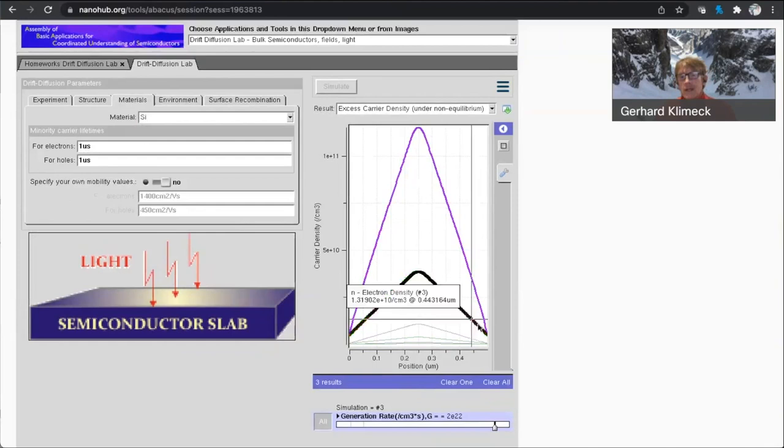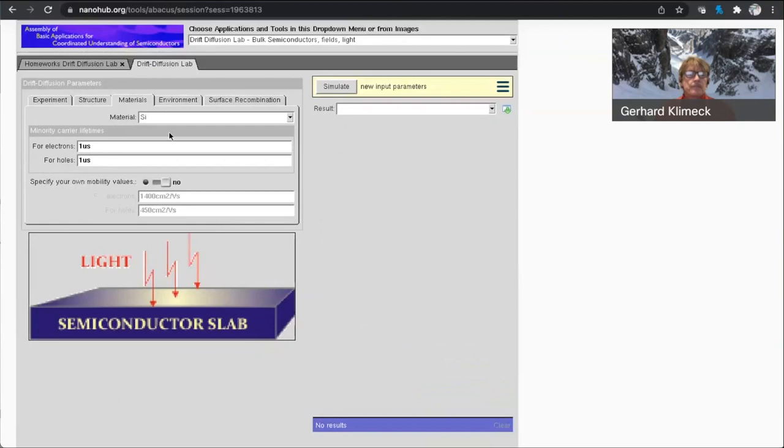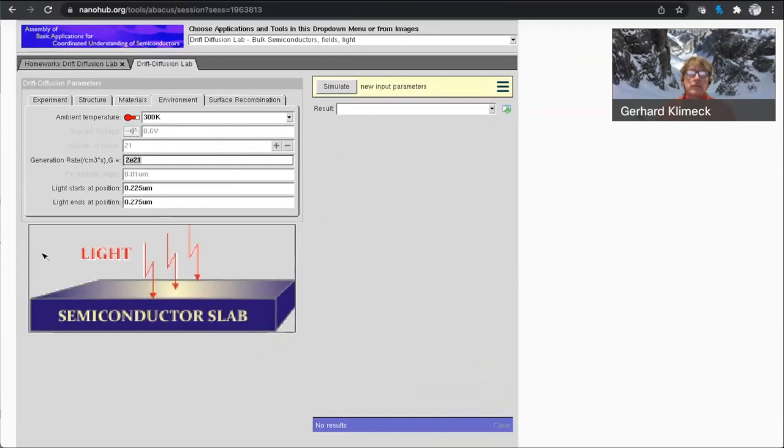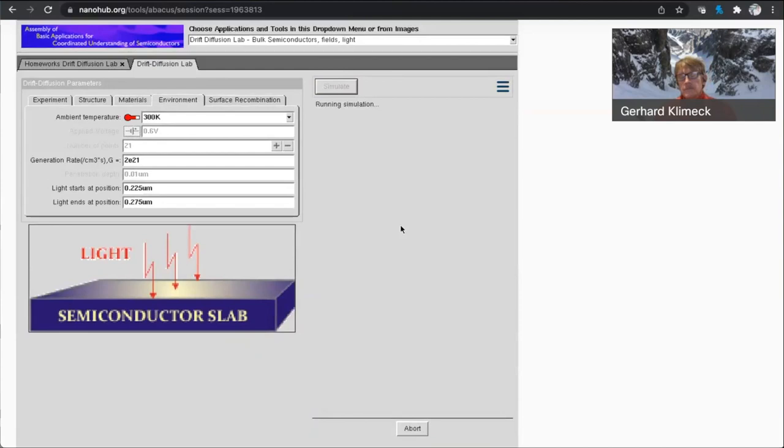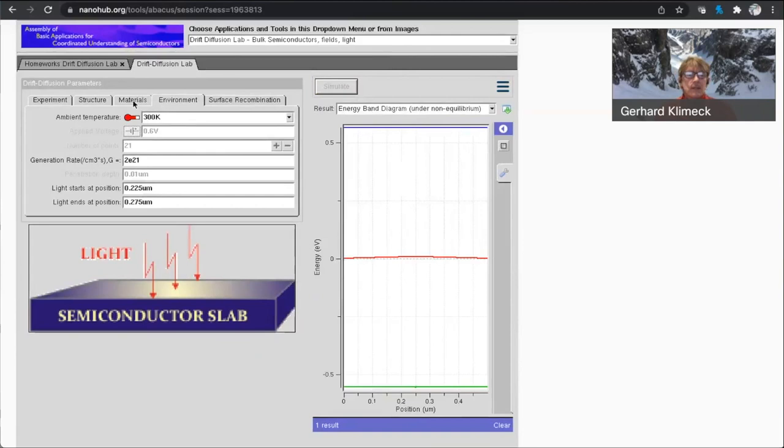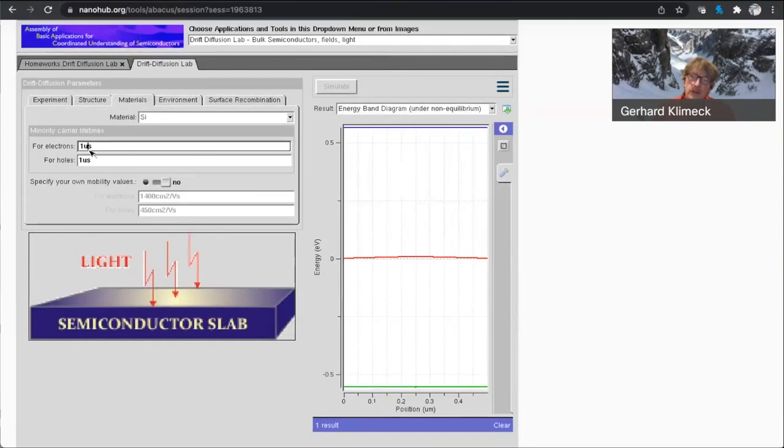I'm going to clear this out and go back to just hitting it not so hard. And I'm going to rerun this real quick. Here's the result. Here's a slight modification. Now I'm going to assume I'm going to introduce recombination centers in the device, and I'm going to make the lifetime of the electrons and the holes really, really short.